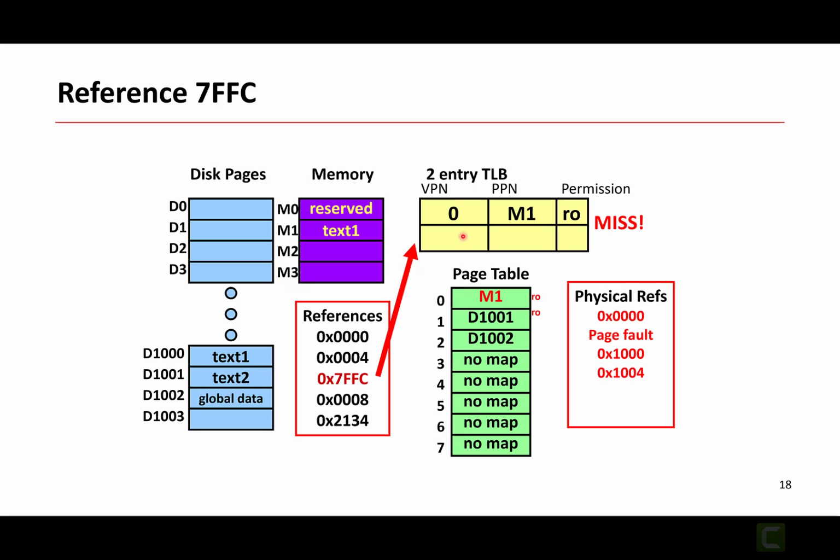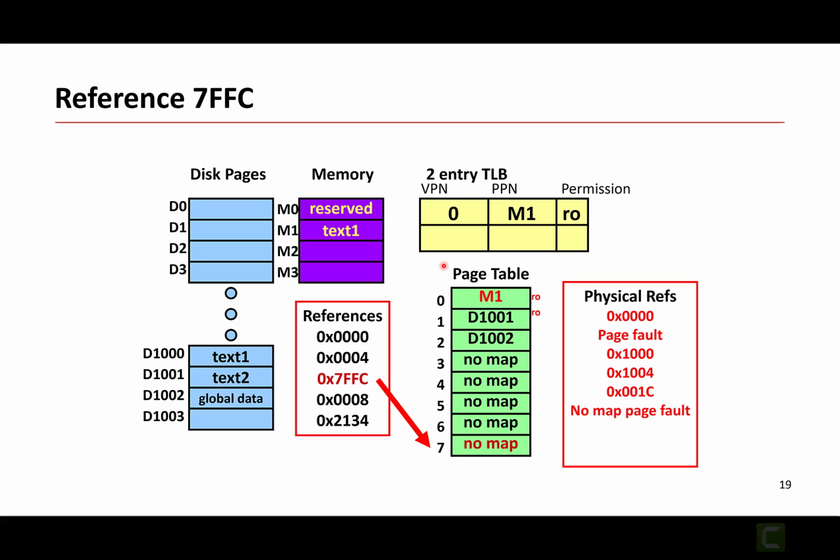Of course, there's no entry for that in the TLB. The virtual page number 7 does not exist in the TLB, so it'll be another TLB miss. So this is our second TLB miss. And in this case, it's going to be slightly different from how we handled the first one, because if you look at the page table entry for the virtual page number 7, there is no map.